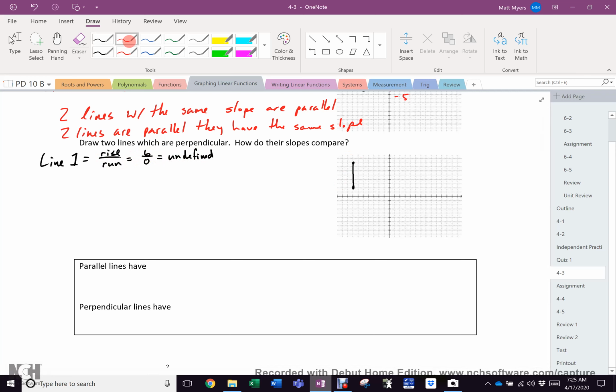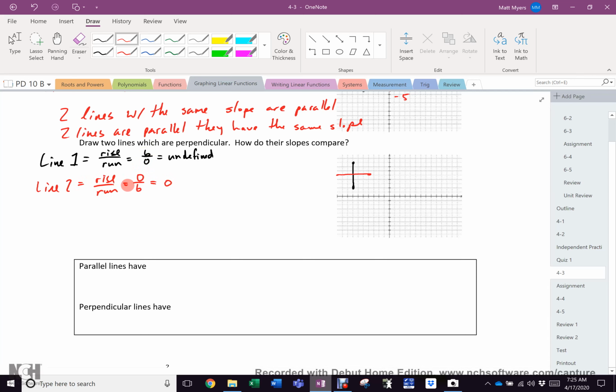Now, if I draw a line going 90 degrees from that, 1, 2, 3, 4, 5, 6, line 2, its rise over run was 0 over 6. And you know that slope is 0. Now, you're smart kids. Notice what happened there. So that seems a little weird.